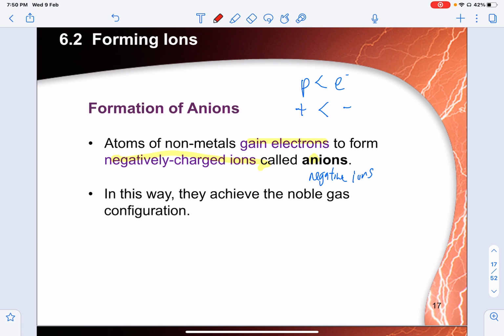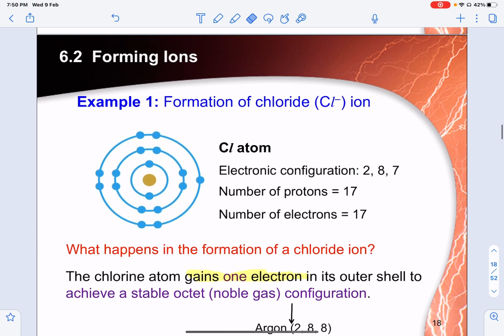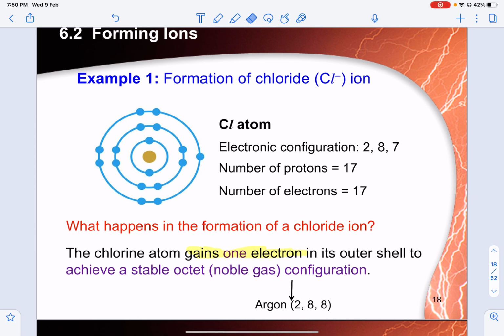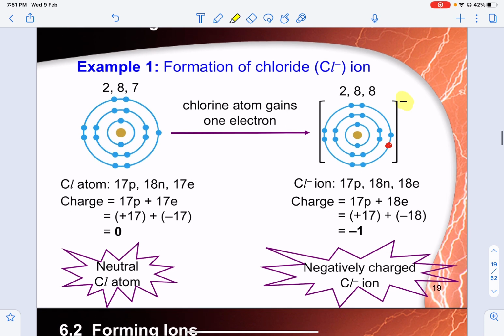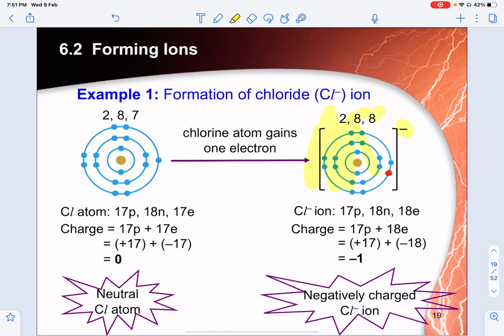Formation of anions is the other way, whereby the atoms of nonmetals tend to gain electrons to form negatively charged ions called anions, and in this way they achieve the noble gas configuration. So likewise, everything is the same: neutral atom. When it starts to gain the electron, it will form the square brackets, but you change the charge over here. In exam, rarely will you be required to actually draw the calculations, but you will need to be able to come up with at least this whole structure over here.